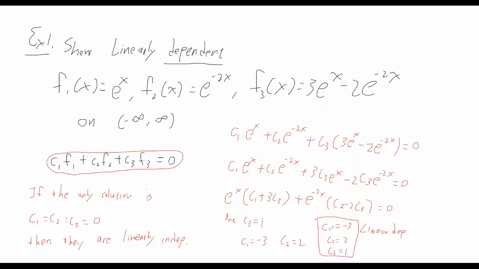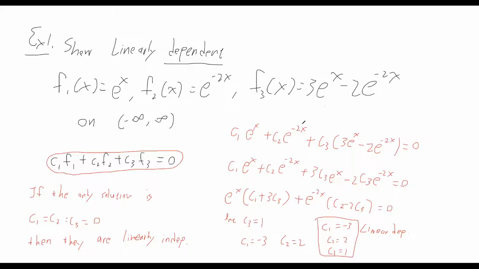Keep in mind that the definition says that if the only solution is all zeros, then they are linearly independent. If we can find some non-zero combination of c1, c2, and c3, then we can say that they are linearly dependent.